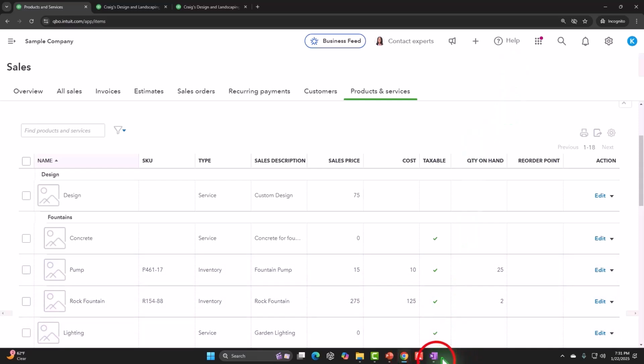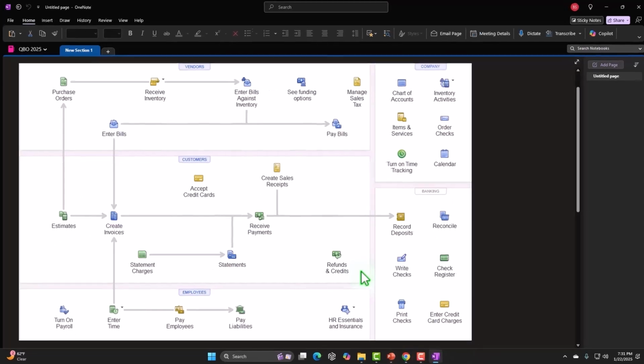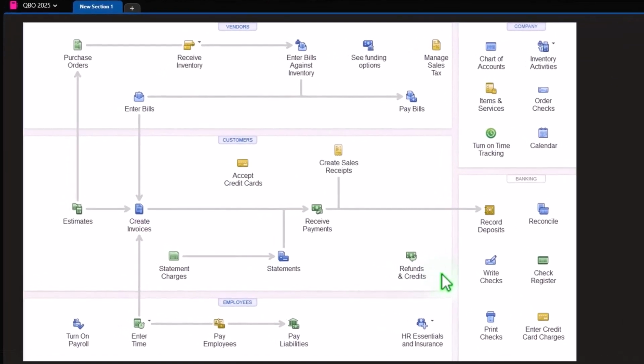All right, let's go back on over to the flowchart here. This is the desktop flowchart, but we're using it for QuickBooks Online because we're just looking at the flow of the forms, which is basically the same for any kind of accounting process.